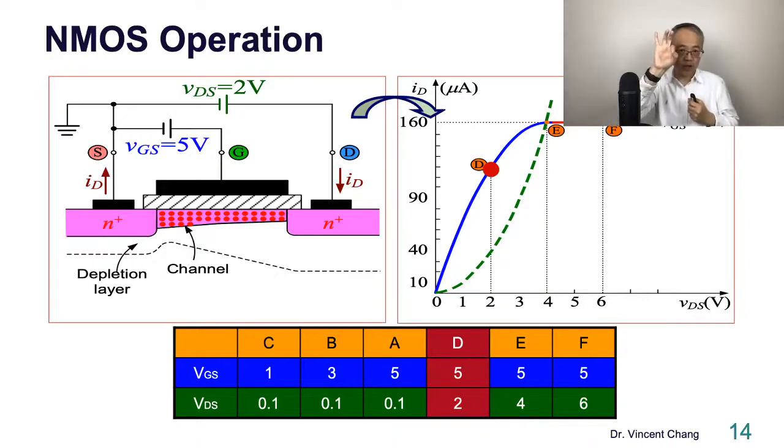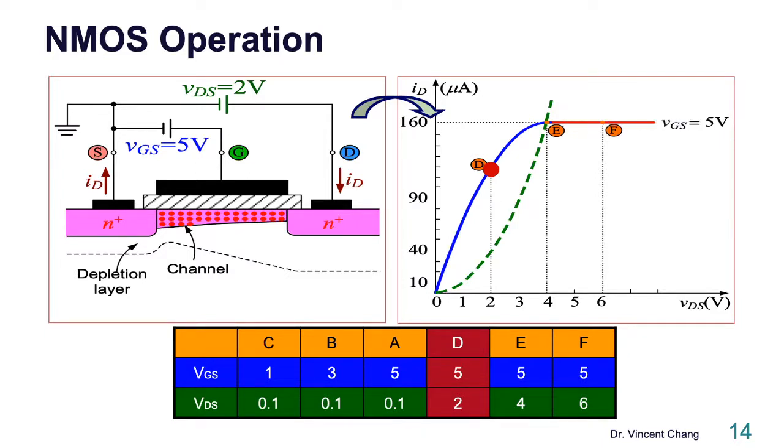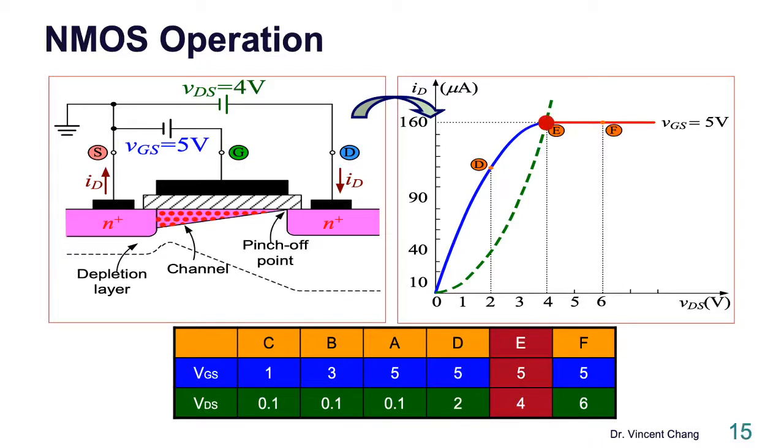Then this is the point D. Point D corresponds to VGS equals 5 volt, and VDS equals 2 volt. So 5, 2.